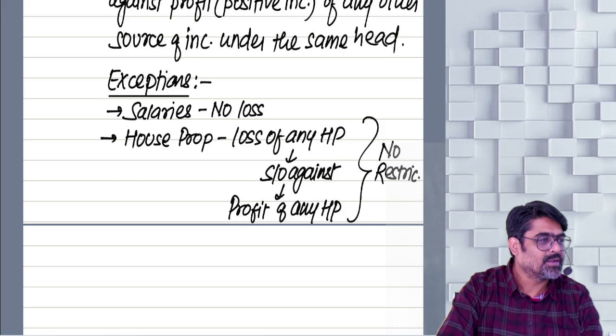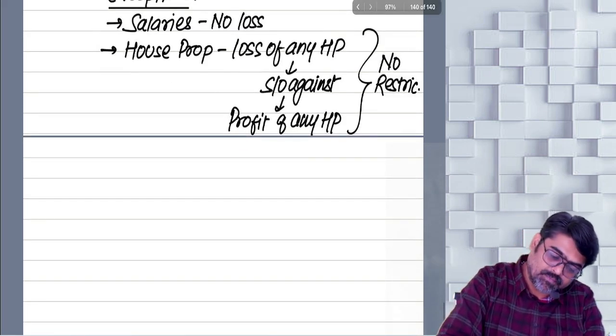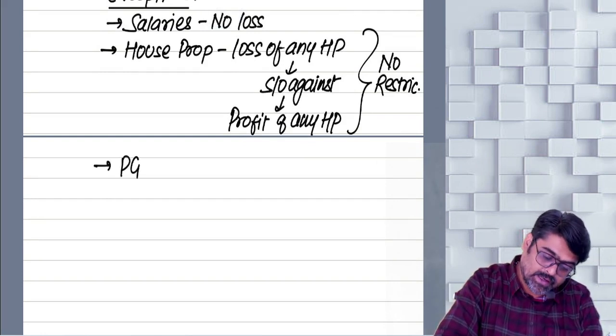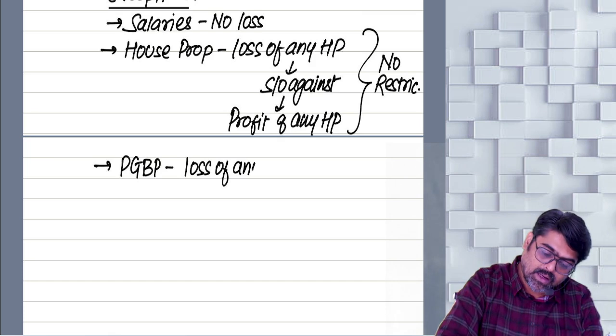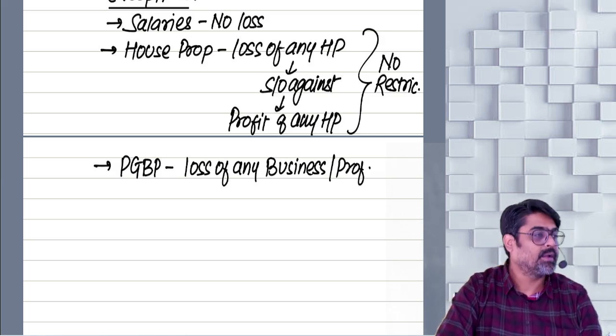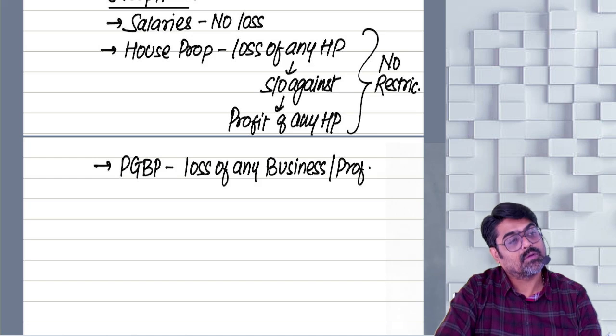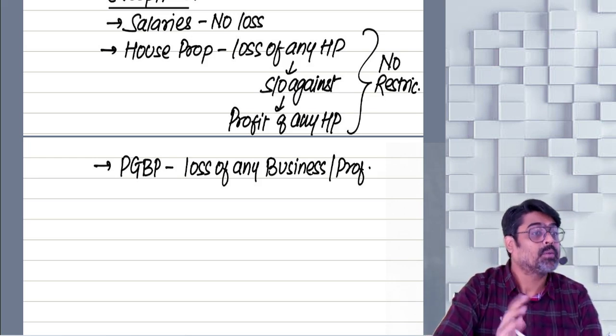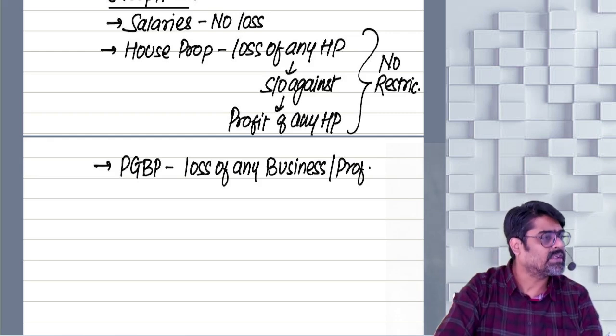Now let's move to the third head of income. Which is the third head of income? Now be careful. Under the head PGBP, can you have a loss? Loss of any business or a profession? Tell me yes or no. So loss of any business or loss of any profession. Can you set off this loss under the head PGBP only? Yes. First, try to set off this loss under the head PGBP against profit of any other business or any other profession. Yes or no?